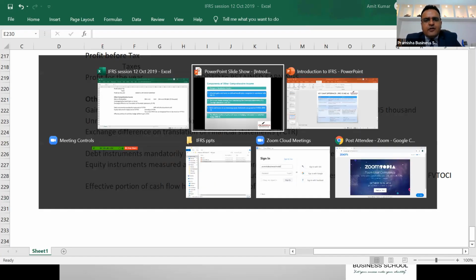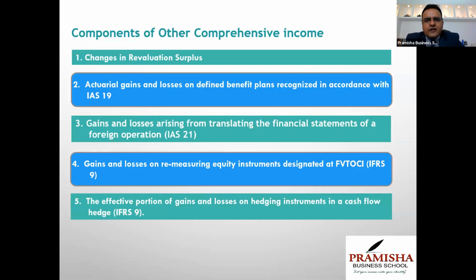There are a limited number of items in other comprehensive income, nothing beyond them. Once you understand them, you'll know the difference between P&L and OCI. Any doubt in this? Apart from this, it is further classified into what can be reclassified to P&L and what cannot be reclassified to P&L.